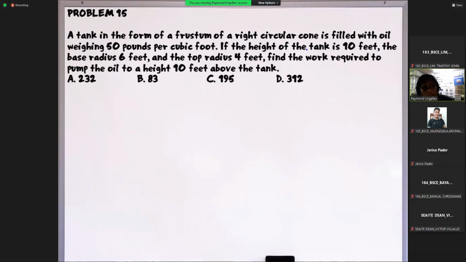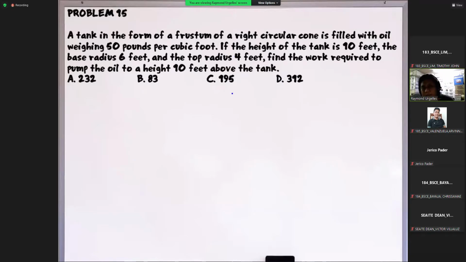Although again, gaya ng sabi ko kanina, pwede natin siyang isolve kasi frustum ng cone is just a cone minus a smaller cone. Pero anyway, let's use the integration formula. So first, we have a frustum-shaped na container, or tank in this problem.